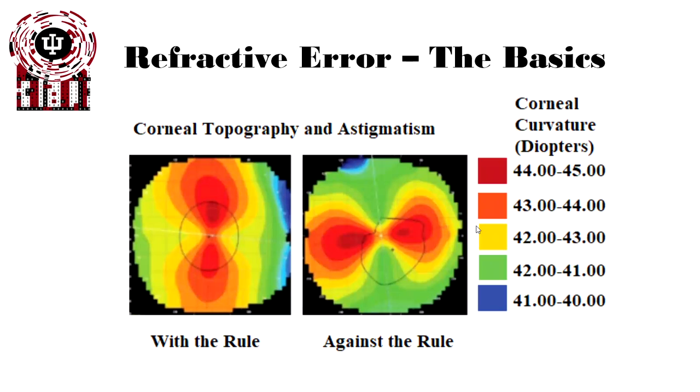Against the rule, conversely, has more curvature in the horizontal meridian. So we see hotter colors, in this case 45 diopters of curvature in the horizontal meridian, and a greener or bluer color of 42 or 41 diopters in the vertical meridian. This is considered against the rule because there's more curvature, there's more power horizontally compared to vertically.